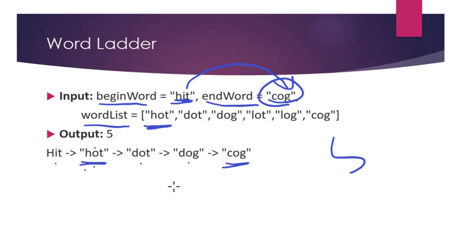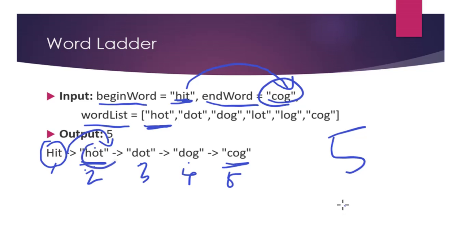Now the output will be 5. Why? Because we have transformed the word through 5 different levels: 1, 2, 3, 4, 5. So that is the output we need to return. If you observe this output format closely, from hit we change to hot, from hot to dot, and then to dog, and finally to cog. This represents edges and vertices, which is very similar to a data structure called a graph. We are also going to use breadth first search for our algorithm.